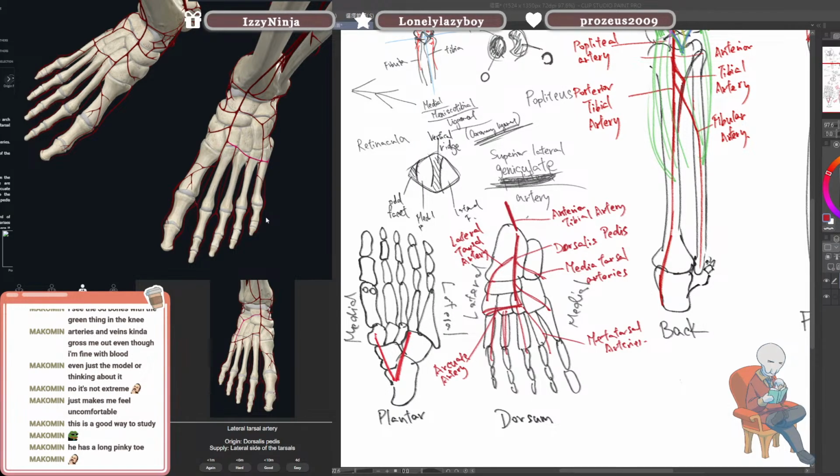Alright. Anything else I need to remember? Yeah, this is metatarsal bone and metatarsal arteries. I guess it's dorsal metatarsal artery, because I guess there are plantar ones. And phalanges arteries, I don't need to remember it, do I?